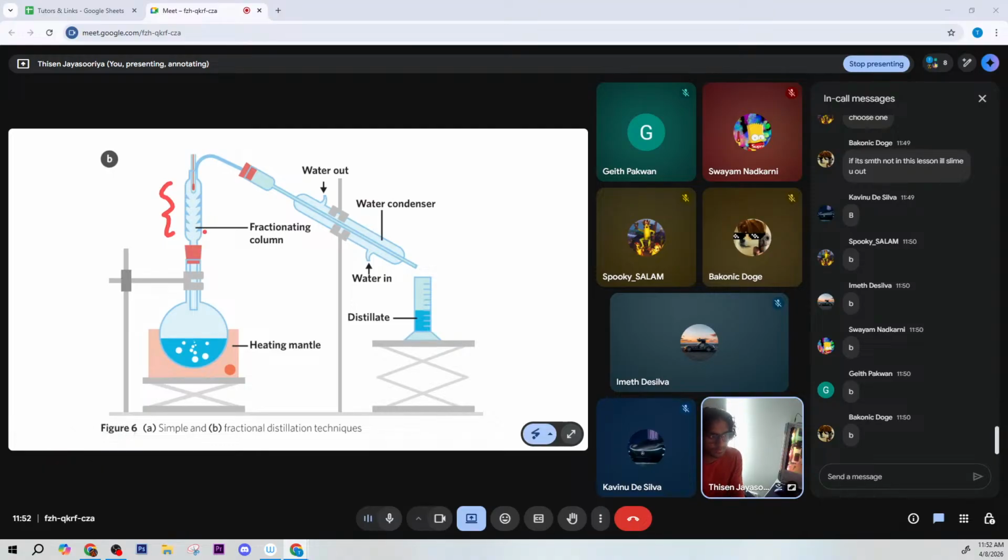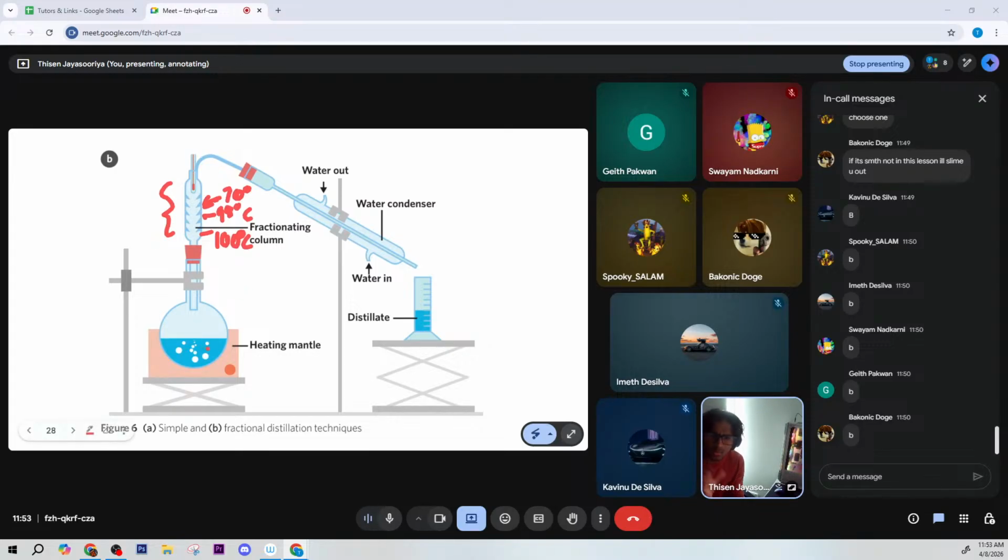So here, this part of the column could be, let's just say, 100 degrees. This part of the column could be, let's just say, 98 degrees. This part of the column is going to be like 70 degrees, yeah? And so on and so forth. So each part of the column is at a different temperature, yeah?